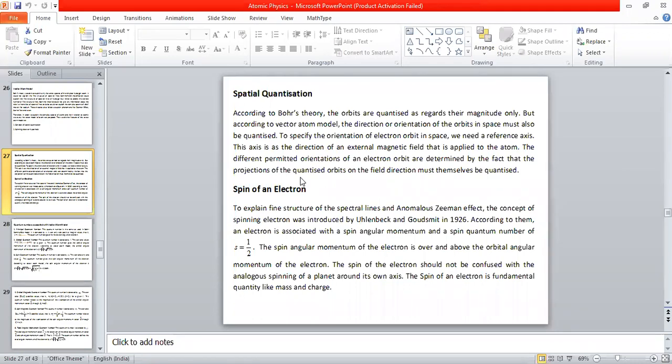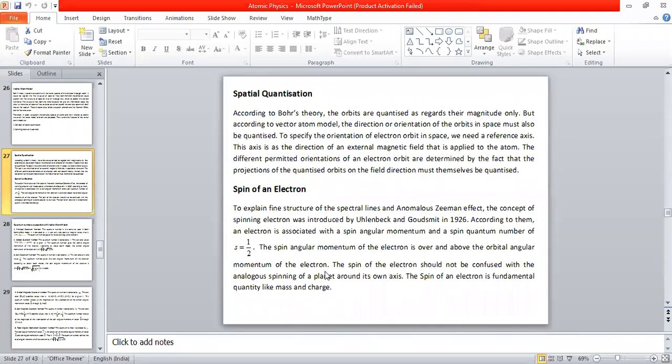Both theories say the electron goes around the nucleus but do not mention the spin of the electron. Please remember the motion of the electron around the nucleus is called orbital motion. So Bohr's theory and Sommerfeld's theory talk of only the orbital motion of the electron. They do not give any idea about the spin of the electron.